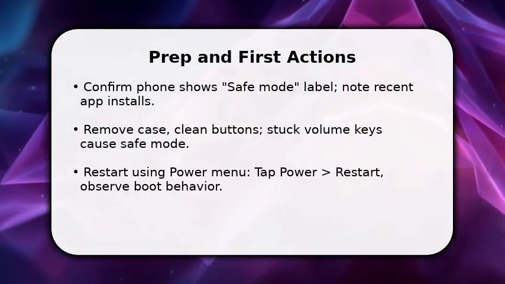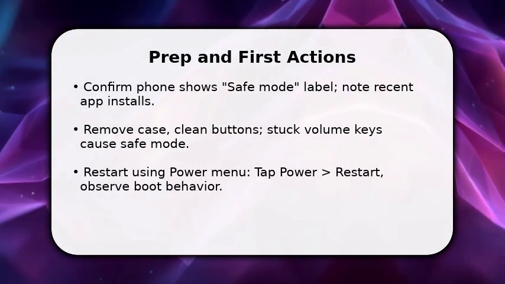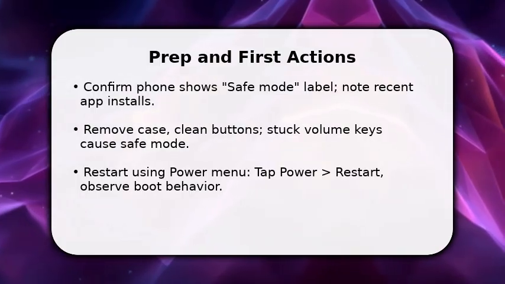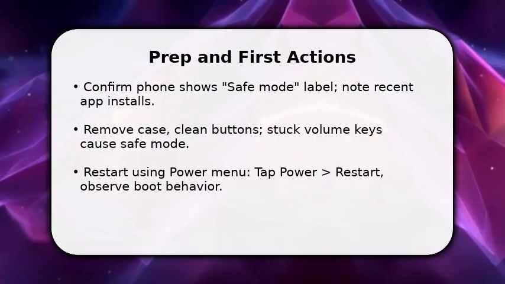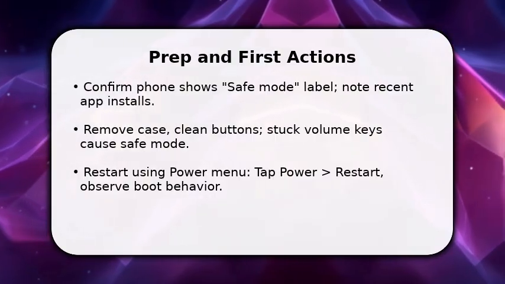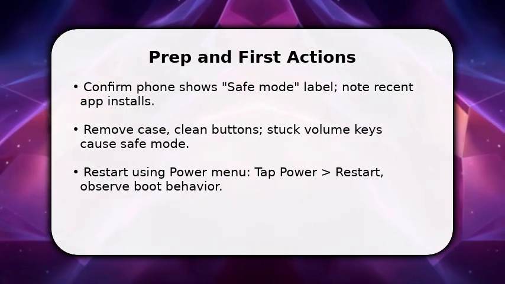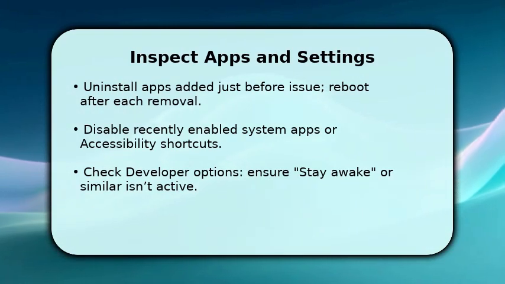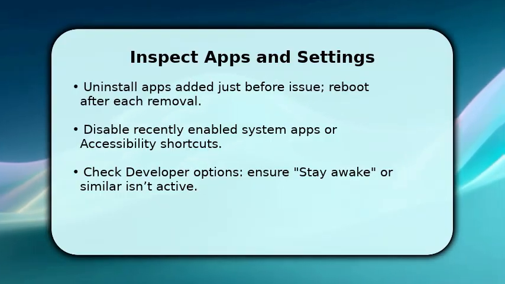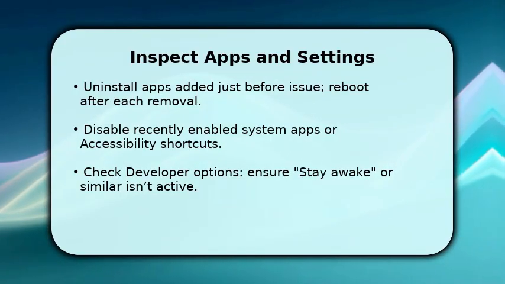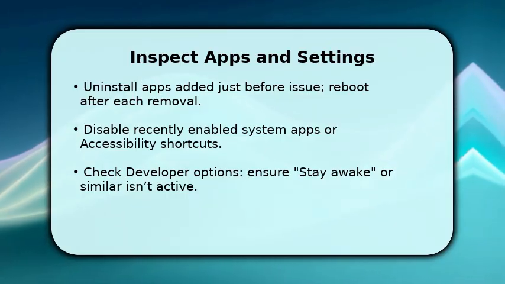Tap power and choose Restart, because a simple reboot often clears the temporary safe mode flag and returns normal operation once the button issue is resolved. Once done with the basic restart, focus on software causes. Uninstall any app you installed or updated right before safe mode appeared, because a misbehaving app can force limited boot. Reboot after removals to test.